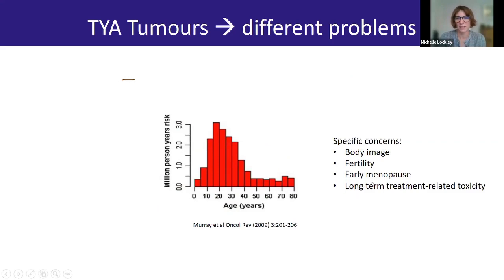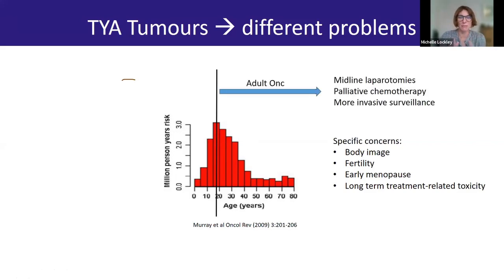And when we're expecting to cure people, if they're stuck with a toxicity that we may think of as relatively trivial in older age groups, something like peripheral neuropathy, for example, if you have to live with that for 60 years when you've been cured of your cancer in your early 20s, that has quite an impact on your life.